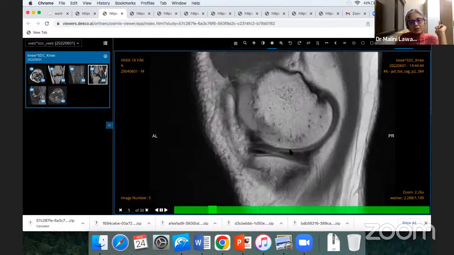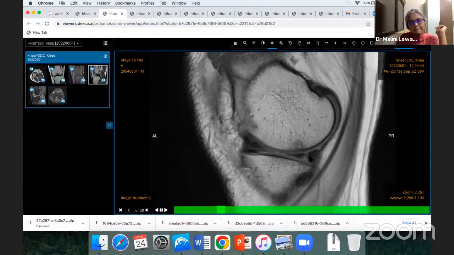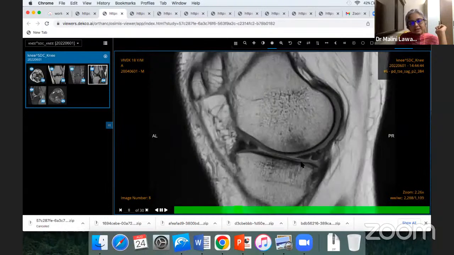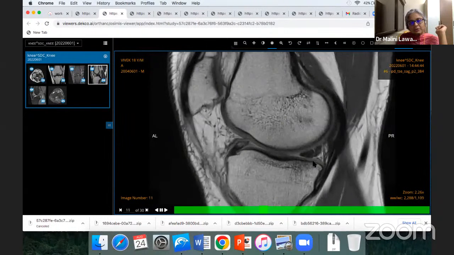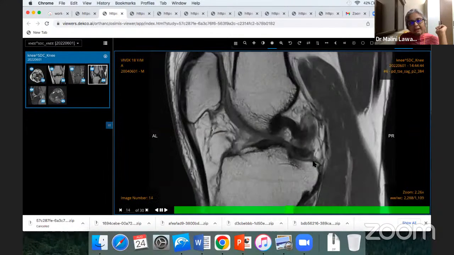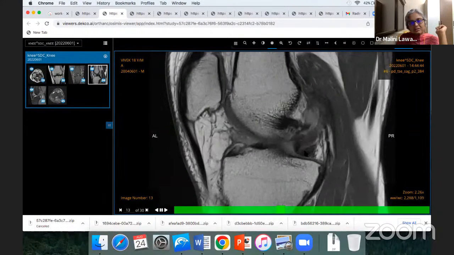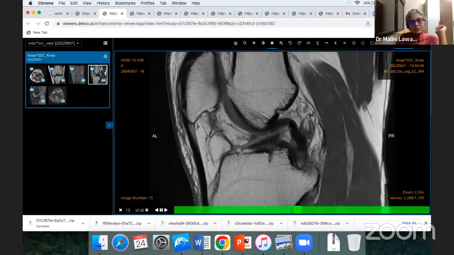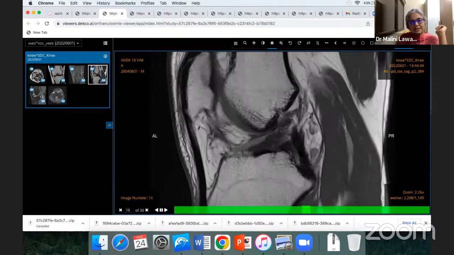I look at it on coronal. In the immediate next section, the bow tie is not seen well. The tear is extending into the anterior and posterior horns. Can you see this structure here? Here the posterior root should be small. This is looking like some flap here. This is the posterior cruciate ligament, and this is the anterior cruciate ligament.